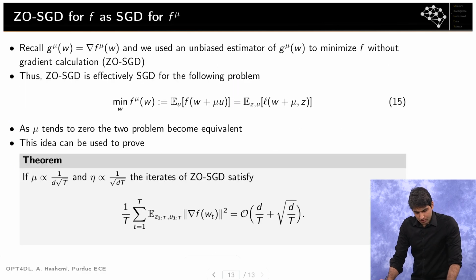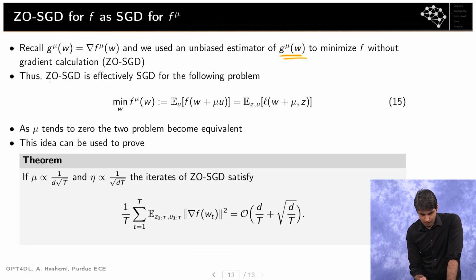All right. But let's go back to the implication for optimization. We talked about the zero-order SGD method, and we said that basically the estimators we are forming can be thought of as an unbiased estimator of g_mu, which itself is the gradient of another function, the smooth version of the original loss function f. So therefore, our zero-order SGD method is essentially SGD, but for a different problem.